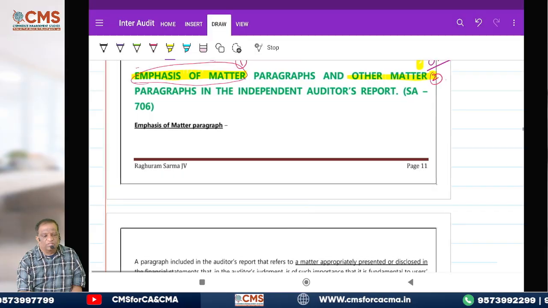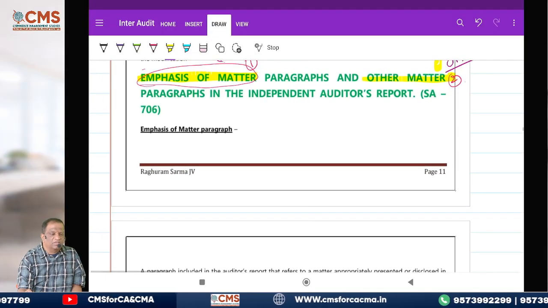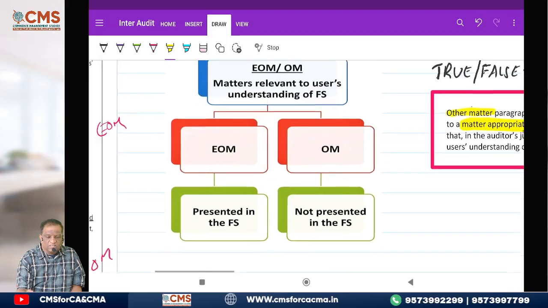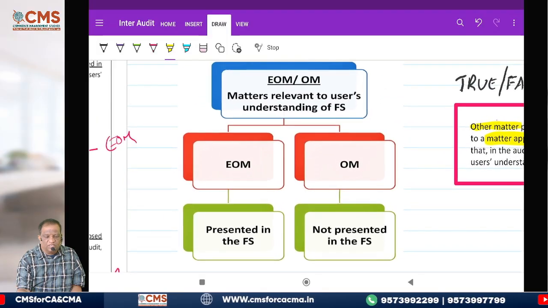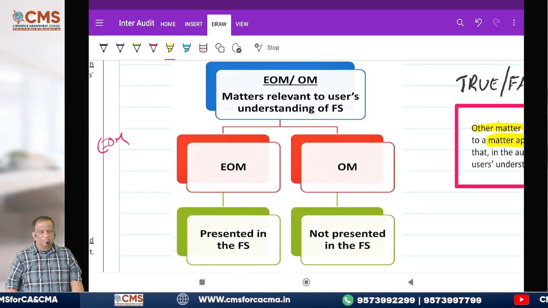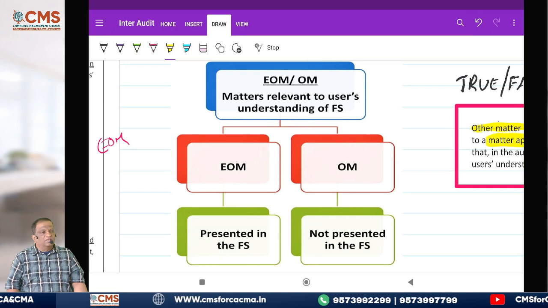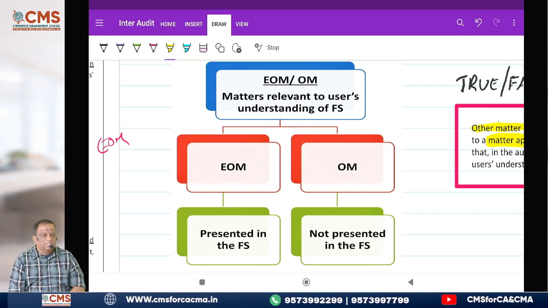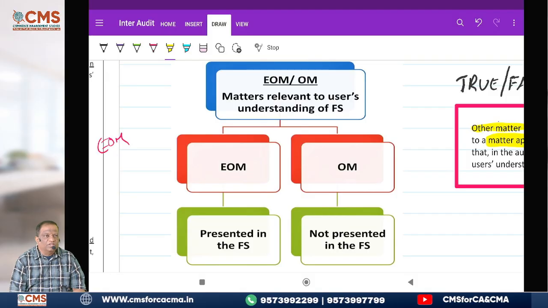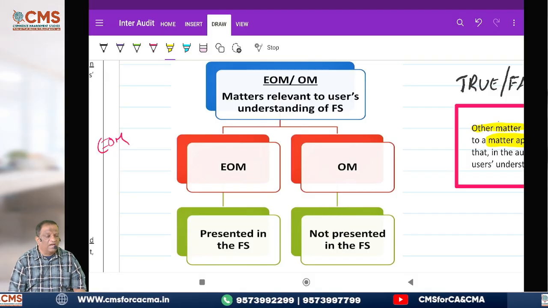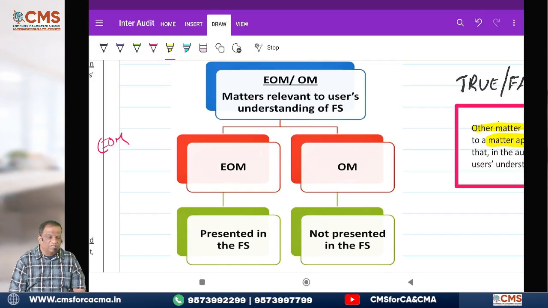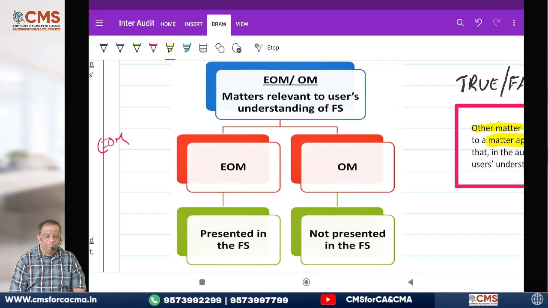Then moving to the third standard, EOM or OM, that is the emphasis of matter or other matter paragraph. This is the simple way that we can summarize. Considering this as a revision, I am just presenting the summaries. Now EOM or OM, what is the difference between them? The common point is that both refer to matters relevant to the users' understanding of the financials. But then what is the difference between EOM and OM?